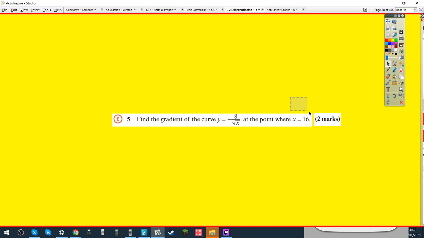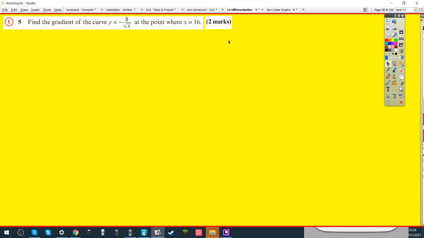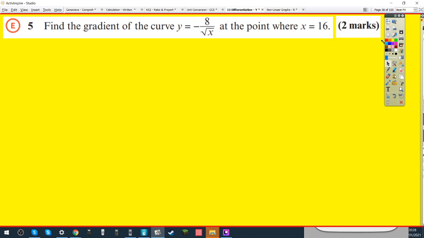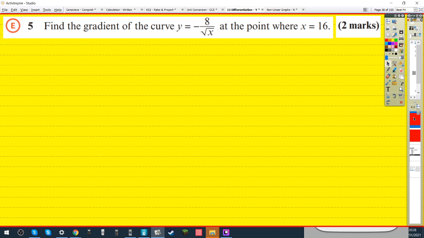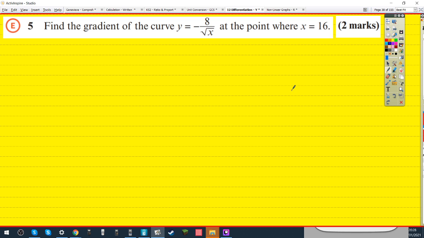How about this one? Actually, no, I'd better not show you how to cheat just yet. Okay, how about this one? So is that the same as minus 8x to the power of minus a half? Brilliant. Minus 8x to the minus a half. Square root is a half over minus. Yep.